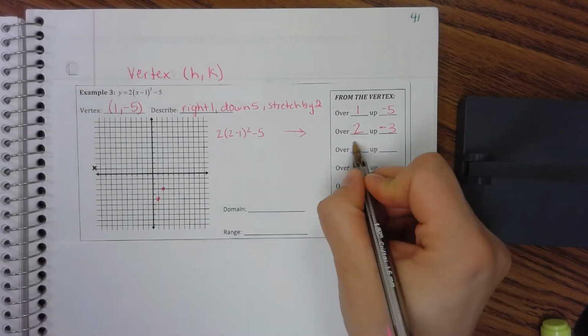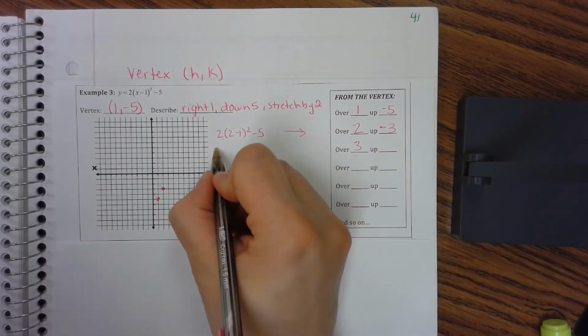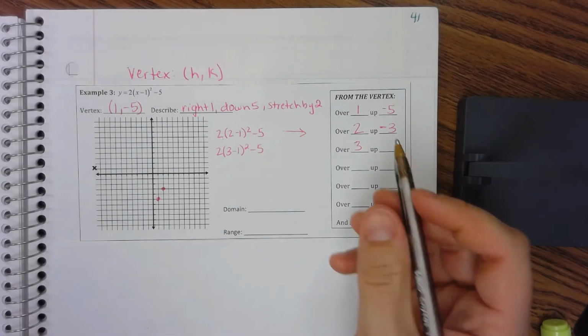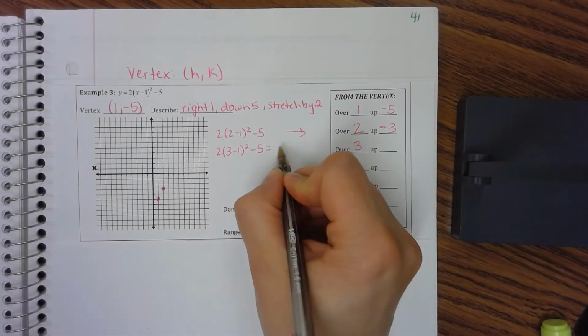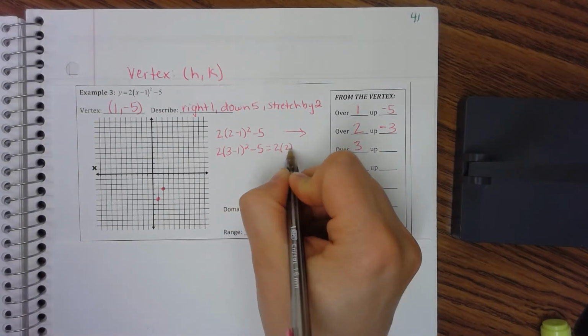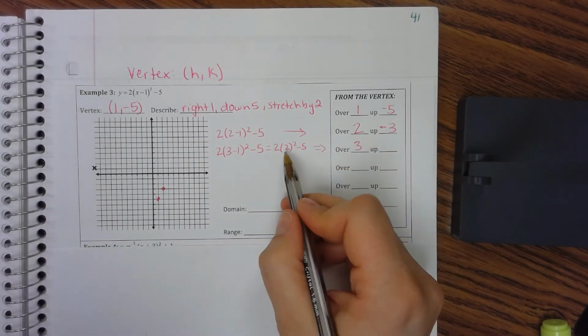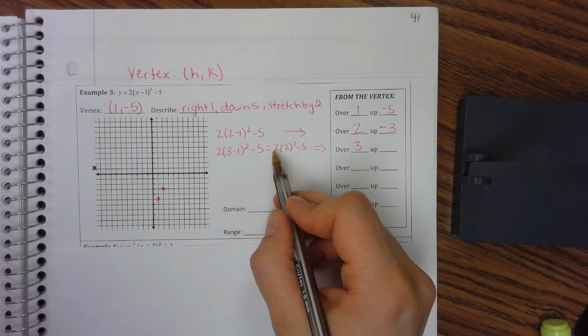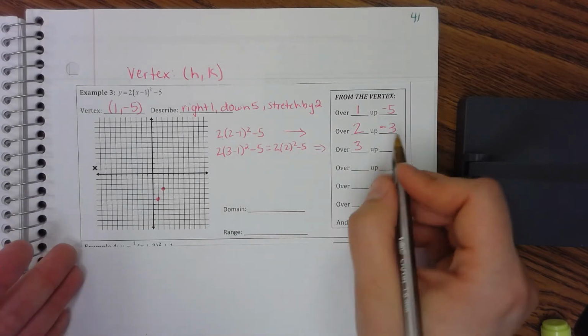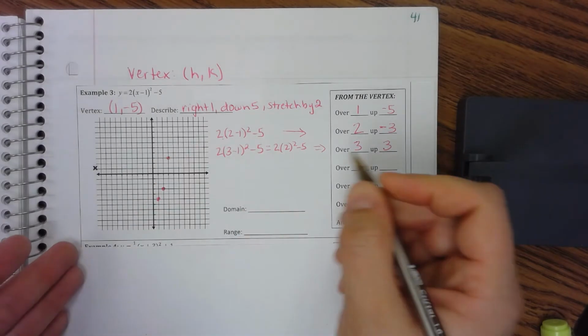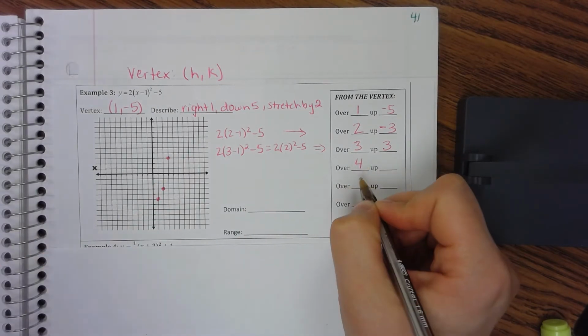I'm going to do number 3. So I'm going to do 2 times 3 minus 1 squared minus 5. And so that's going to give me 2 times 2 squared minus 5. And 2 squared is 4. And 4 times 2 is 8. And 8 minus 5 is 3. So 3, 3. I'm going to do one more, 4.